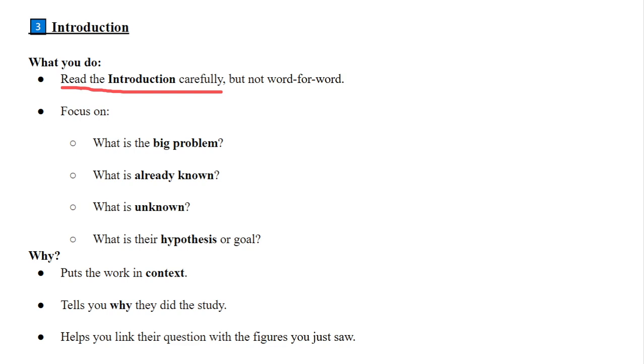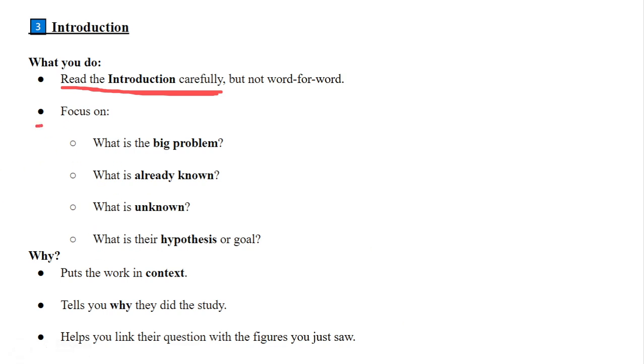Read the introduction very carefully, because why? Because you will easily identify the entire outline of the topic: what they do, why they performed it, why you should read this paper. You will identify that easily from the introduction.